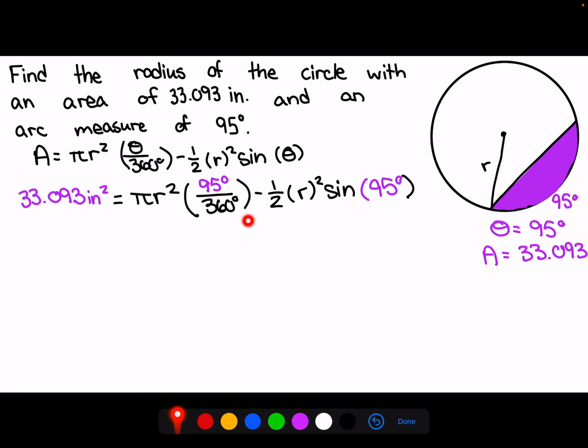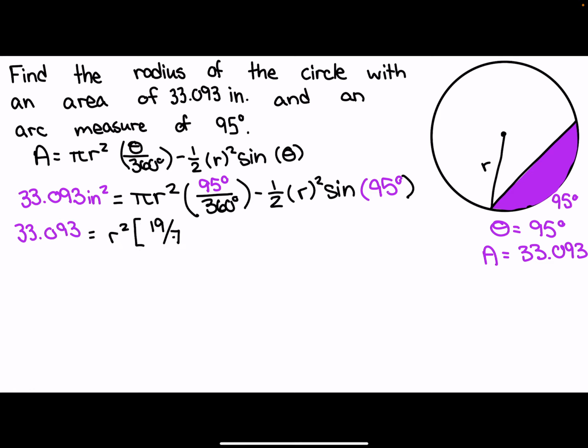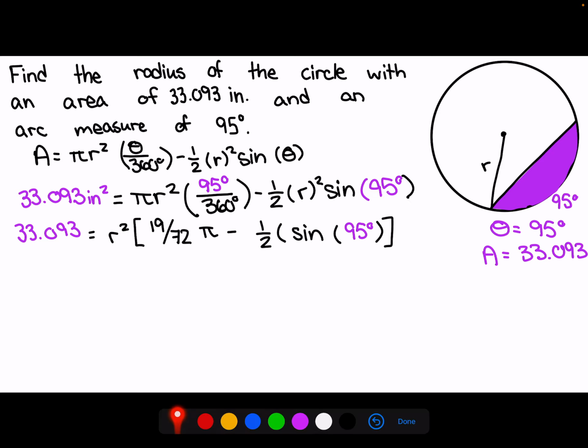Now at this point, I'm going to do a little bit of an algebra trick here. I notice that we have 2 separate terms, and again, terms are separated by plus or minus signs, and we have 1 minus sign in this equation. Is there anything that both of those terms share? Or in other words, do they have a greatest common factor? Yes. The greatest common factor between these 2 terms is r squared. So I'm going to factor out an r squared, and that'll leave me with 33.093 is equal to r squared times 19 over 72 pi minus 1/2 sine of 95.